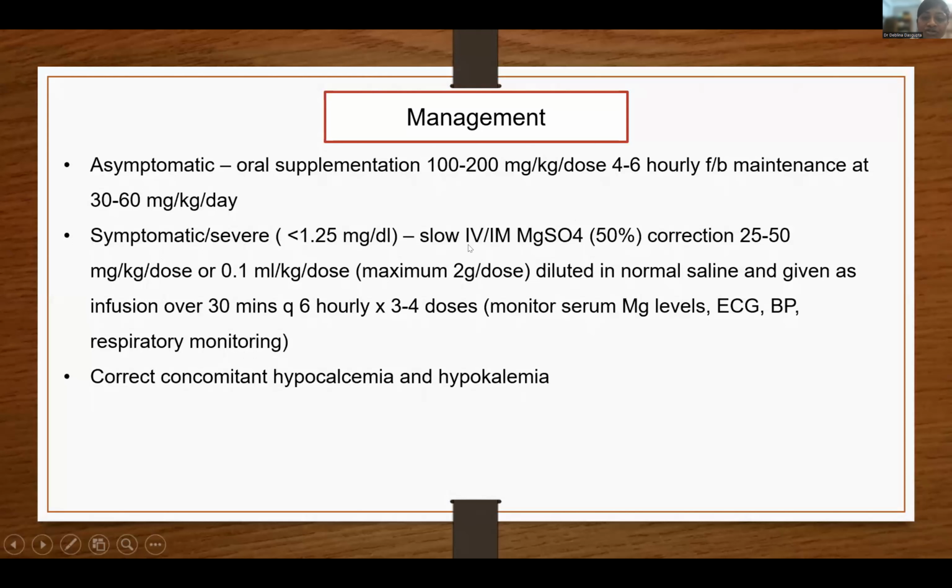Whenever you're giving magnesium correction, you have to monitor the serum magnesium levels and ECG, because that can precipitate arrhythmias. It can cause hypotension, it can cause respiratory depression. That's why it's very important that you monitor. And if during giving magnesium sulfate correction it results in ECG changes, you have to keep IV calcium chloride and calcium gluconate ready as an antidote. And very often, it will remain associated with hypocalcemia and hypokalemia. So you have to correct the concomitant coexistent electrolyte disturbances, and definitely you have to treat the underlying cause.